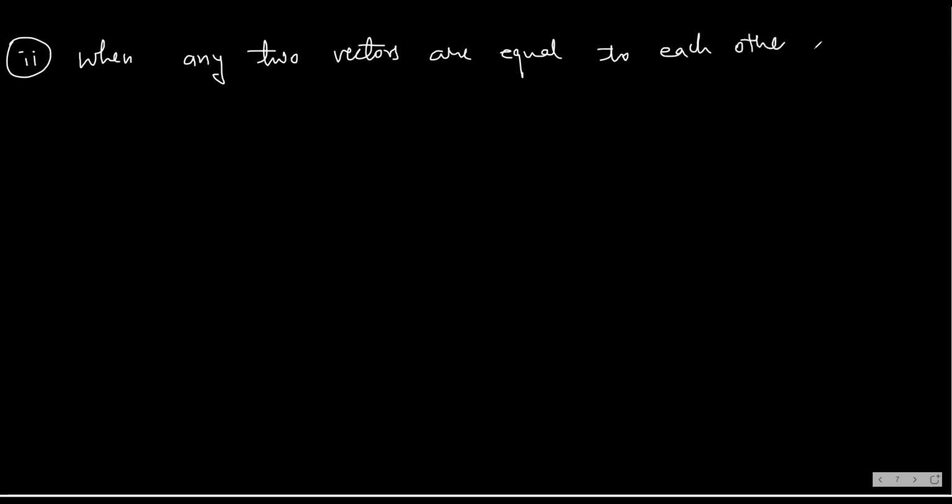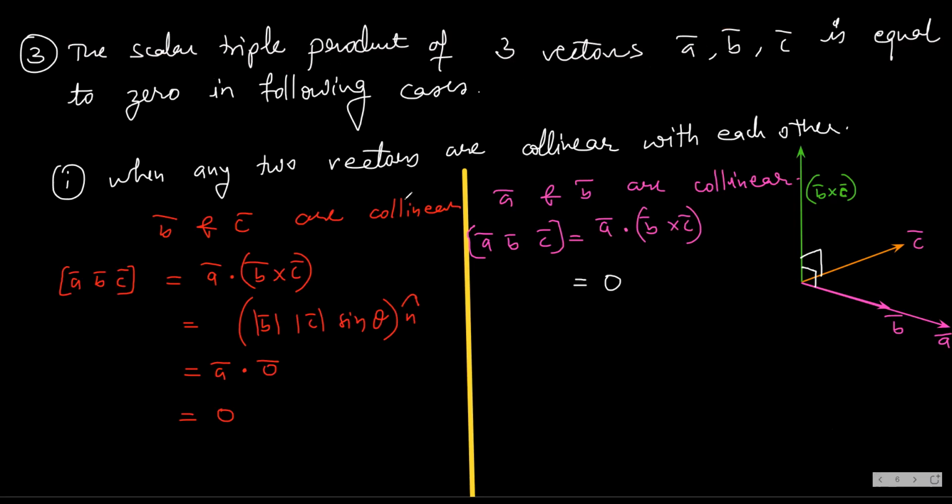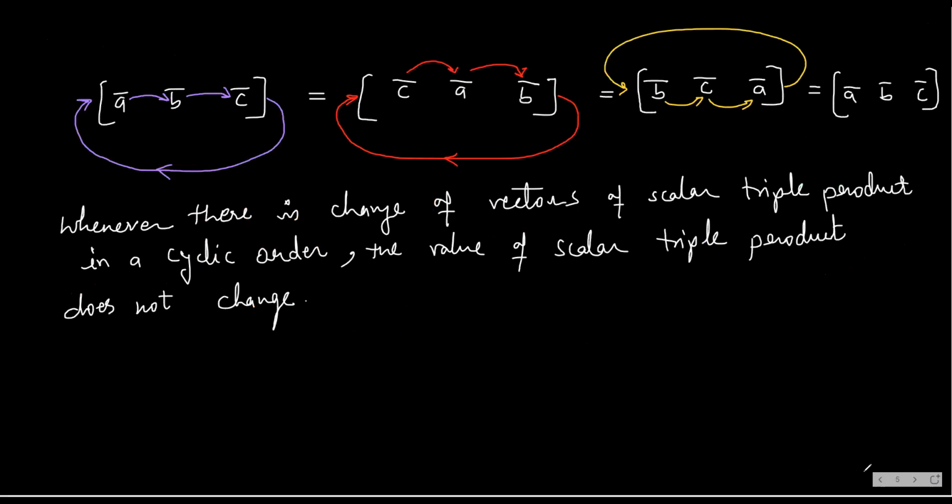Now see students, this case when two vectors are equal to each other is a special case of the earlier case. What do you mean by collinear vectors? They are either in the same direction or in the opposite direction. When two vectors are in the same or opposite direction, the angle between them is 0 or 180 degrees, because of which sine theta is 0. And you got the final answer as 0. Now here what is happening?